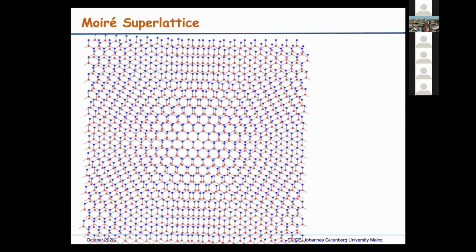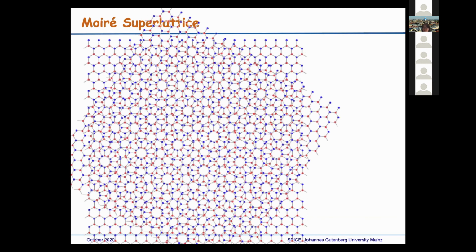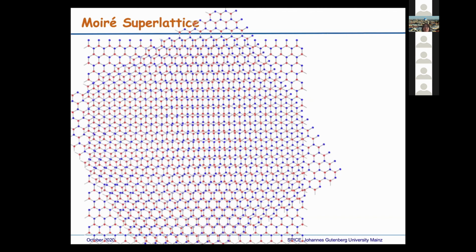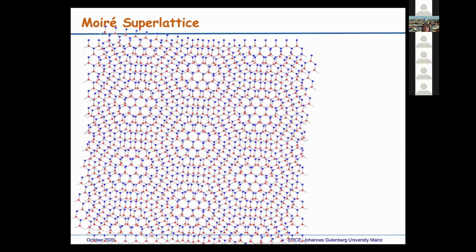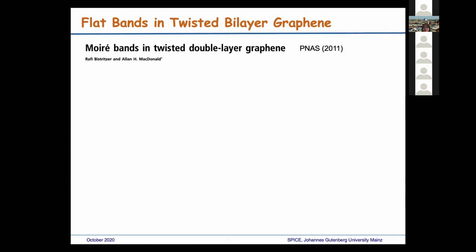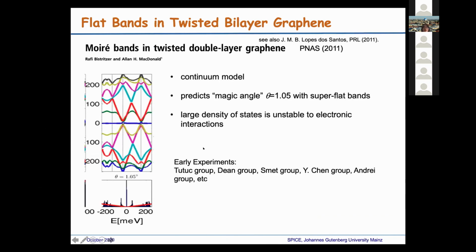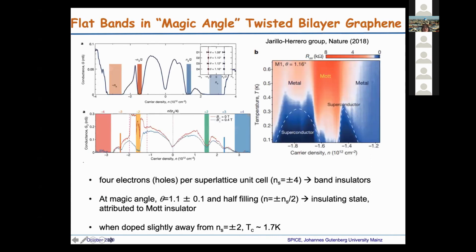So we know that if we put two graphene layers together and rotate one of them, this will give us a Moiré superlattice. This was first predicted by Allan MacDonald's group, actually 9 years ago, where they predicted a magic angle of 1.05 degrees with a super flat band, with large density of states that's unstable to electronic interactions. And so, of course, we fast forward to 2018.